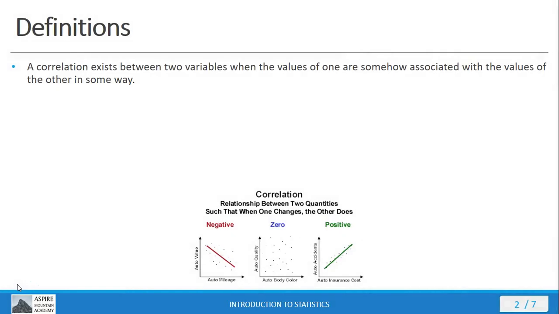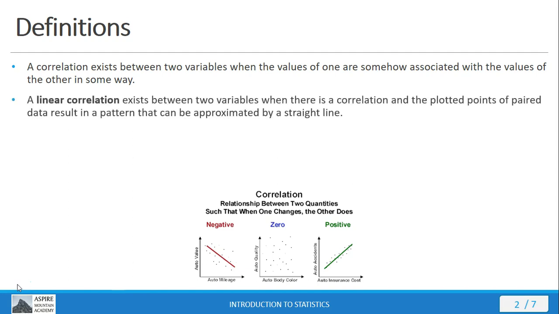Let's look at some definitions for some key terms. First up is correlation. So we've talked about correlation in previous mini lectures. Essentially, a correlation exists between two variables when the values of one are somehow associated with the values of the other. So if there's a relationship between the two halves of our paired data, then we say there's a correlation that exists.